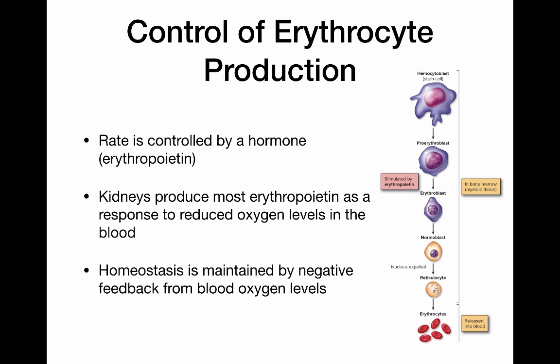And so you can see the process there. It starts at the top with the hemocytoblast, and then that differentiates into a myeloid stem cell, which then differentiates into a pro-erythroblast, and then an erythroblast, and then what we call a normoblast. And then at that point, the nucleus gets spit out, and then we have an anuclear cell called a reticulocyte. A reticulocyte is an immature red blood cell, and it is the last step above the erythrocyte.